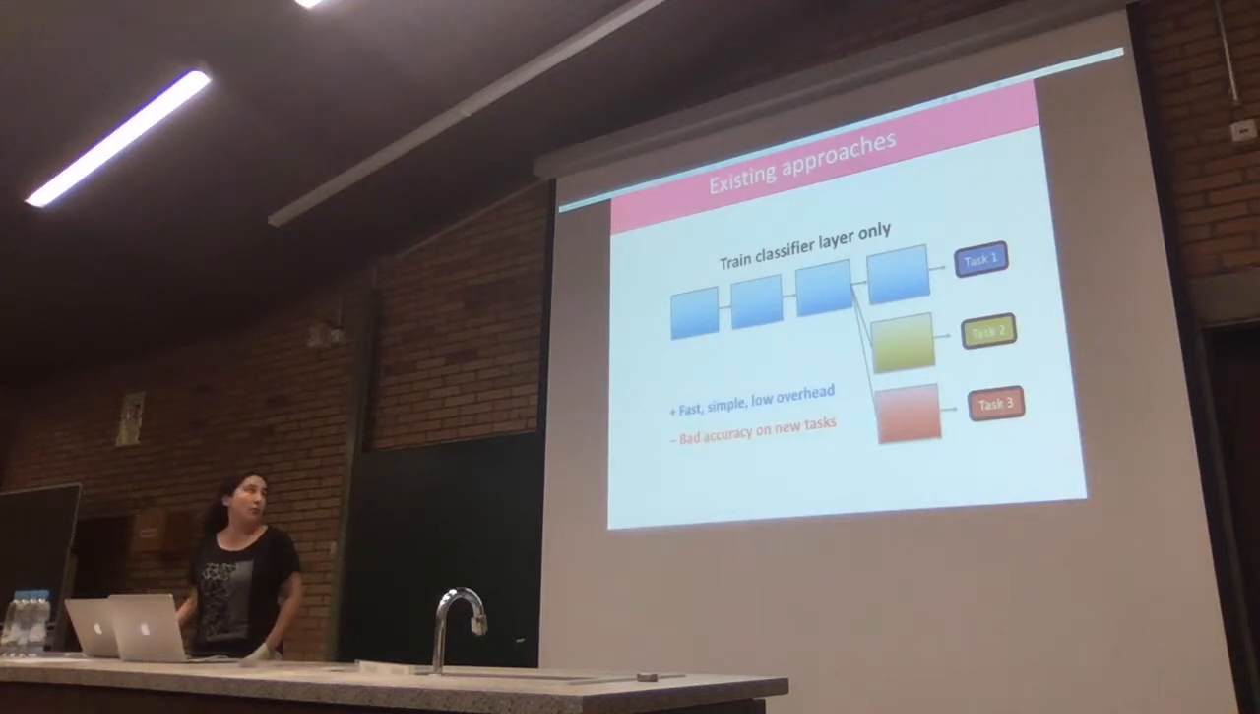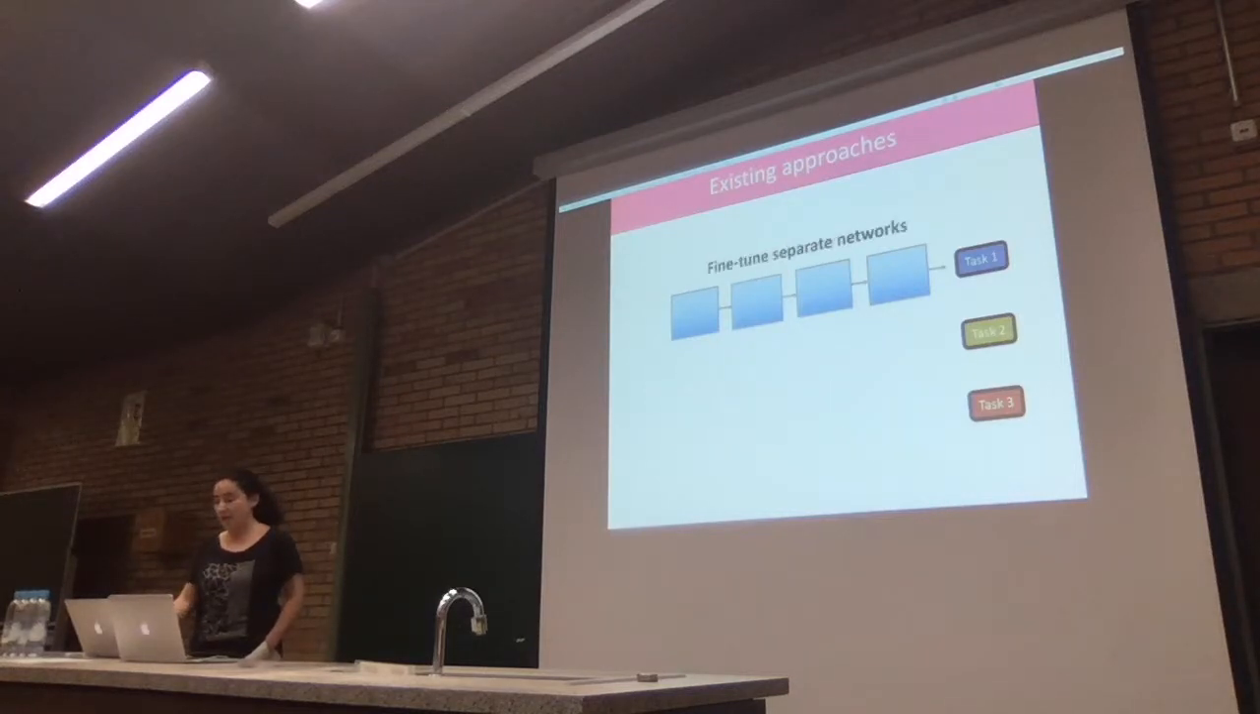Unfortunately, it doesn't always work well on new tasks. When a new task is very different from the original task, you need to fine-tune the lower layers in order to get the best performance. Like if your initial network is trained on ImageNet and you want to classify paintings or sketches or something pretty different. So usually with this classifier-only approach, you will not get good accuracy.